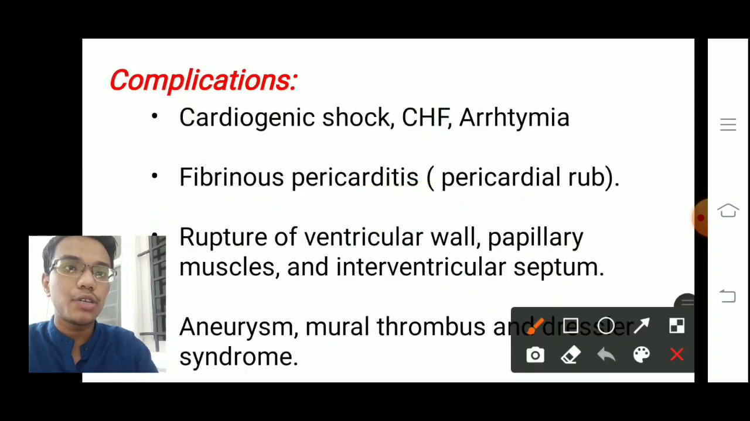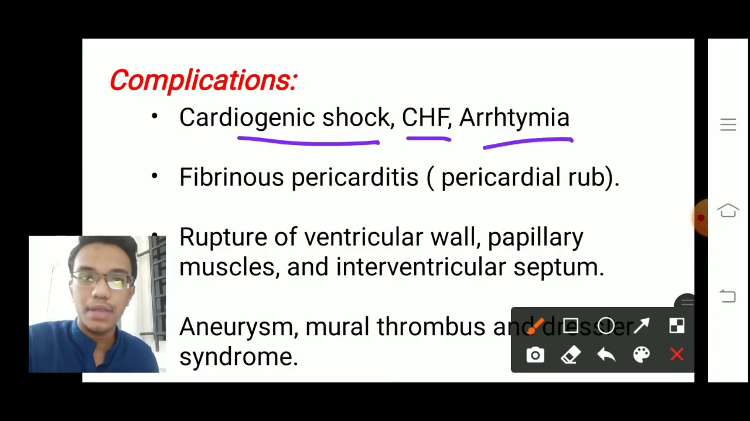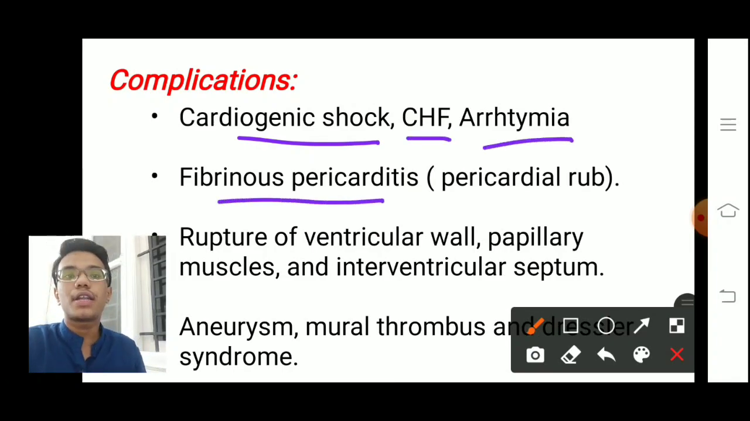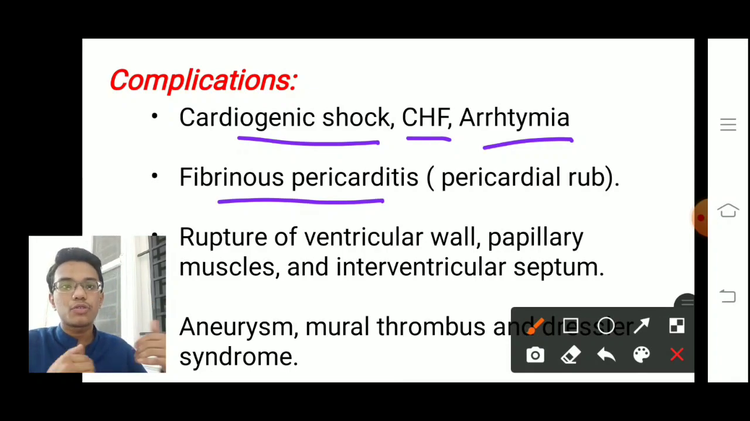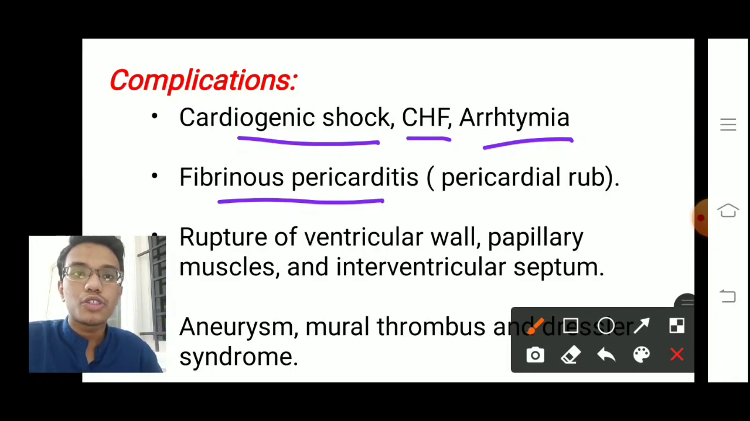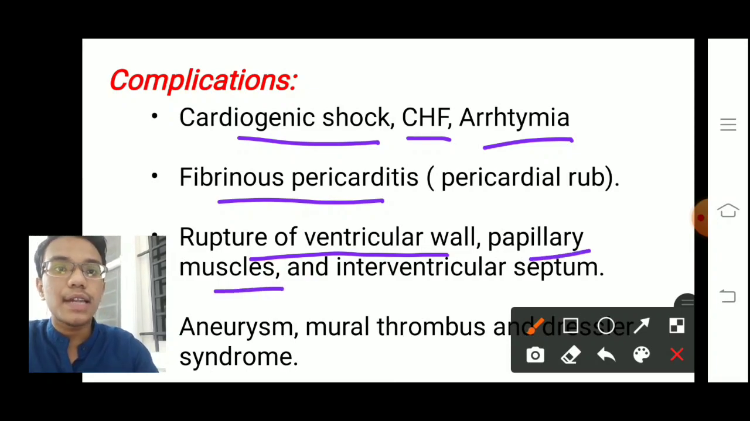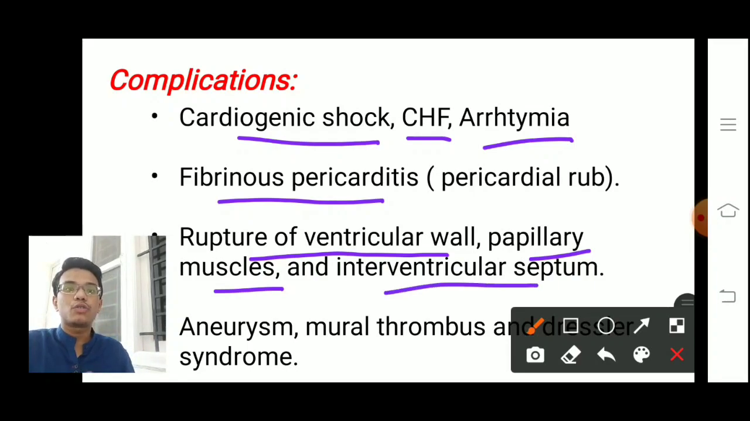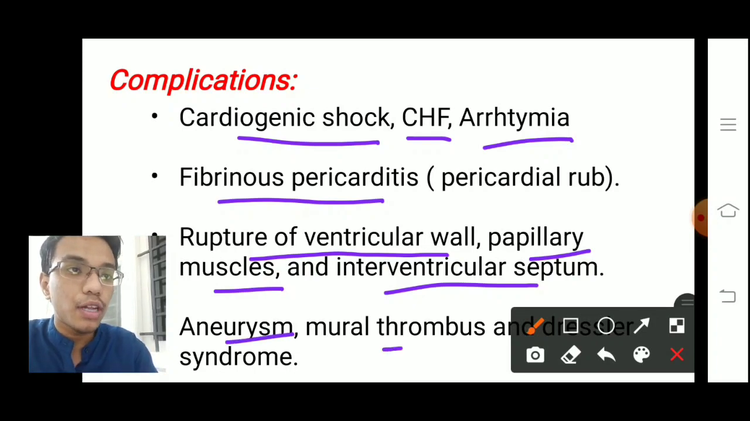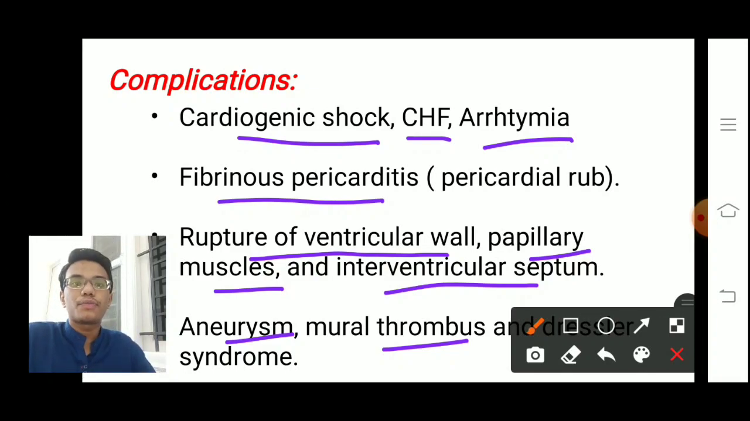Short recap: in complications, you have cardiogenic shock, CHF, or arrhythmia. Or it can be in the form of fibrinous pericarditis, where the inflammatory products and cellular debris will come into the pericardial sac, leading to the formation of fibrinous pericarditis. Or there can be rupture of the ventricular wall, which leads to cardiac tamponade, or rupture of papillary muscles that may lead to mitral insufficiency, or rupture of the interventricular septum that leads to right to left shunt or left to right shunt. And finally, there may be aneurysm formation or mural thrombus, or Dressler syndrome, where an autoimmune reaction occurs to these inflammatory products that will deteriorate the condition further.